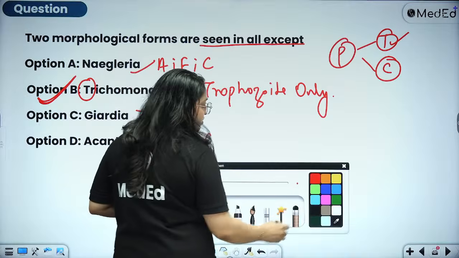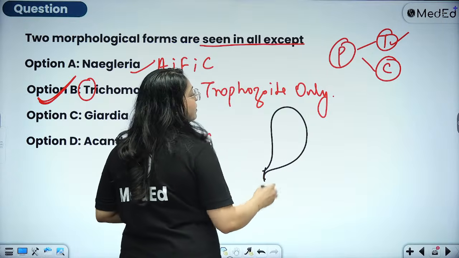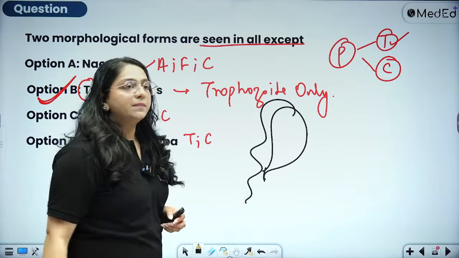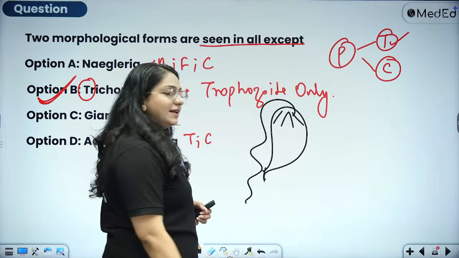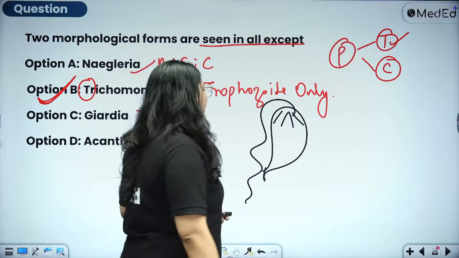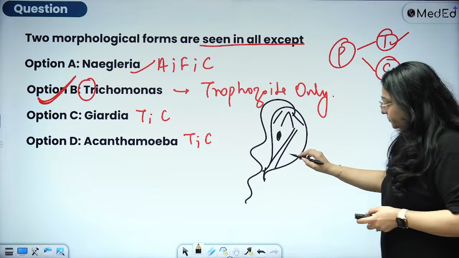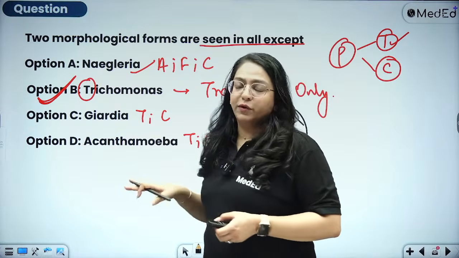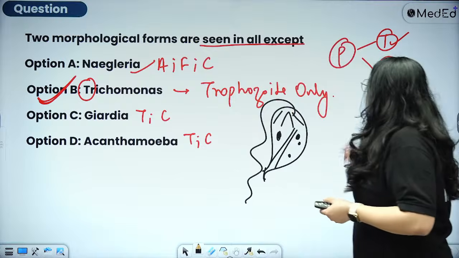How do you draw this trophozoite? Simply draw a pear-shaped body, then draw one long undulating flagellum, and then draw four anterior flagella. Four anterior flagella. Then there is the nucleus. And the ribosomes, etc., that is beyond the point, not so important. So, this is the trophozoite. You should be able to identify the trophozoite.